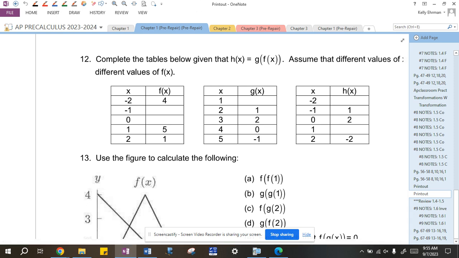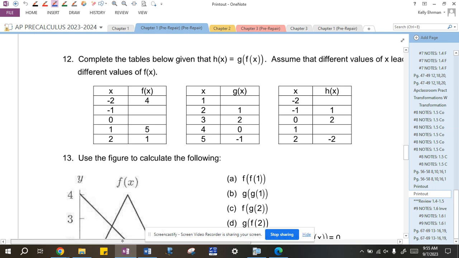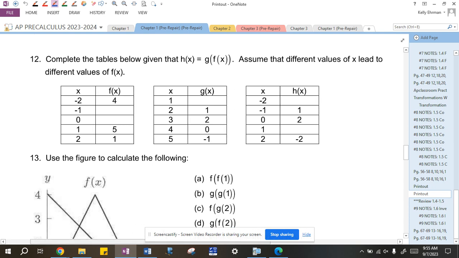All right, for the next page here, starting with number 12, I think this is the most challenging problem. And the way to get through this is to rely on setting up this equation every time.